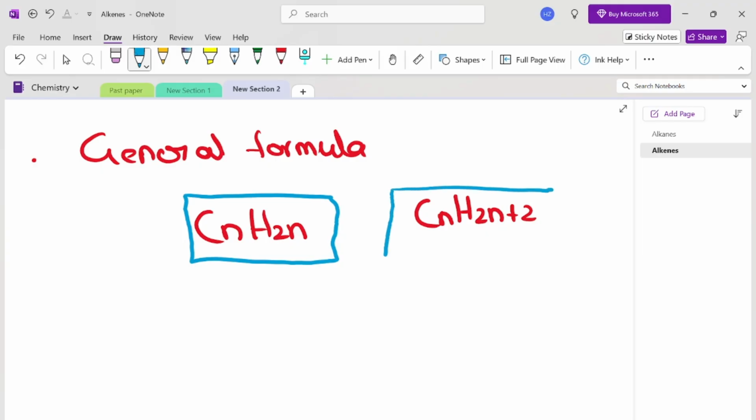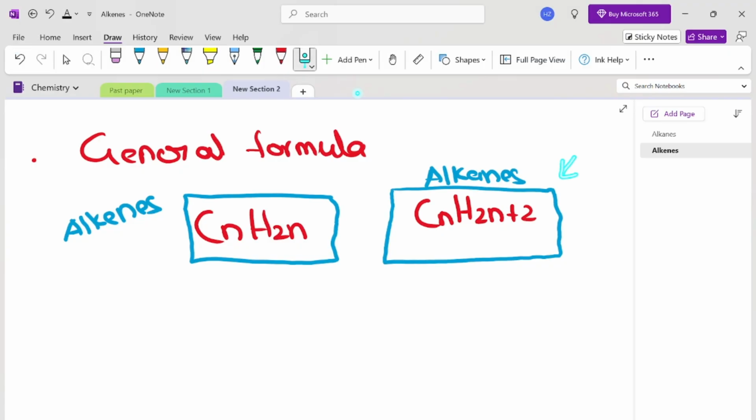Now, you see, there's a clear difference between them. They're similar, but there's a difference. In alkenes, there will always be double the amount of hydrogen, but in alkanes, there will always be double plus 2. If you want examples, I'll give you some of them.